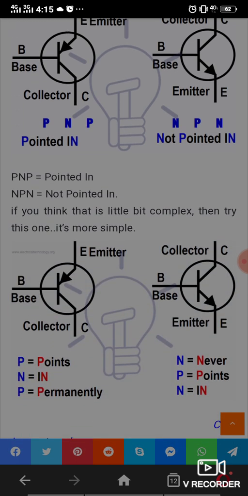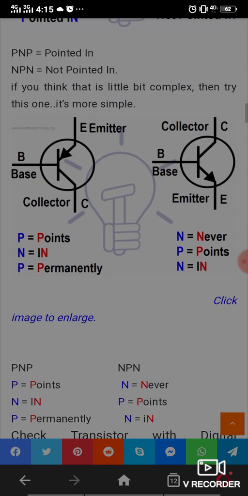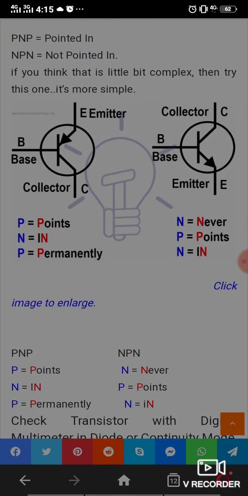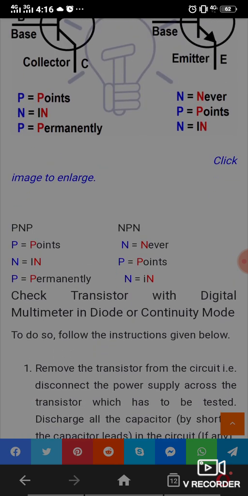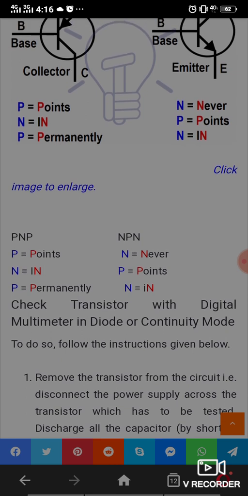Emitter, in which current is in, base, collector, base, emitter. Point in permanently, never point in. So this is a great example.